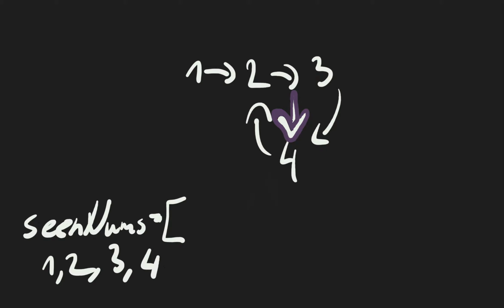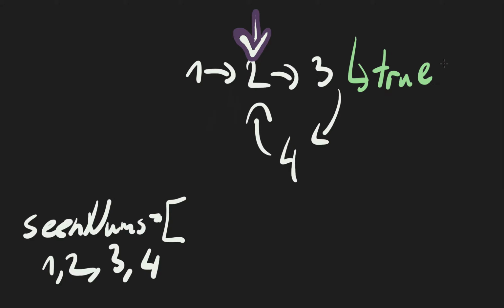And now we move back to 2. We check if 2 is inside our hash set. It is. And we return true from our function. We found the cycle.